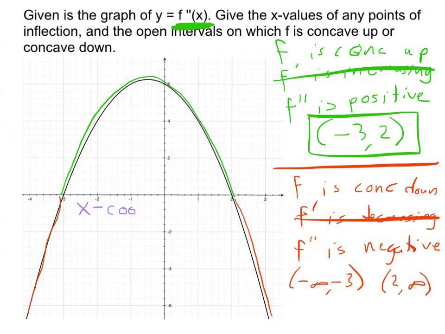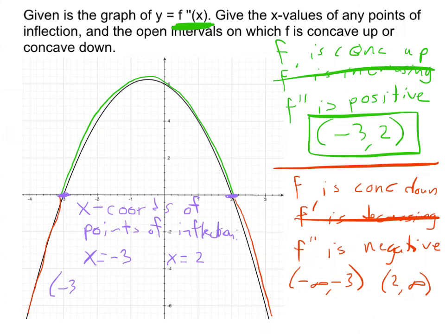The final question left to answer is, what are the x coordinates of the points of inflection? Well, concavity changed right there and right there. That was -3 and +2. That means my points of inflection will be (-3, something) and (2, something), because in both of those places concavity changed. I hope that sort of makes sense.